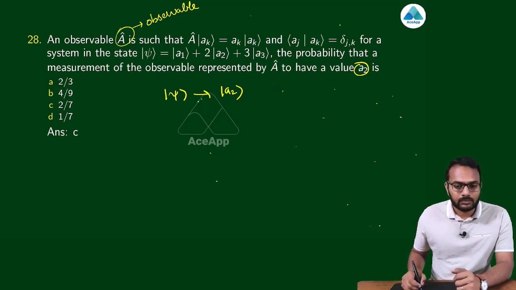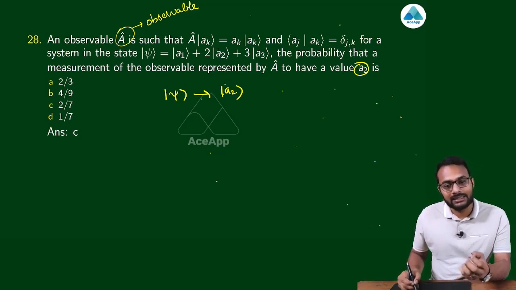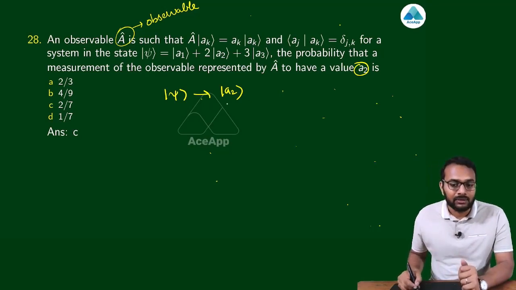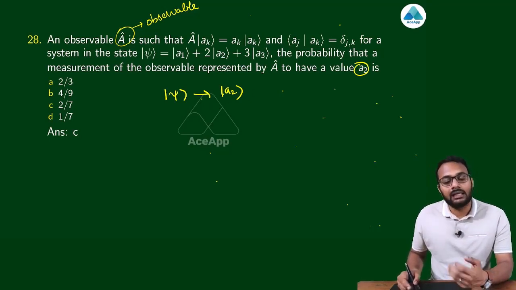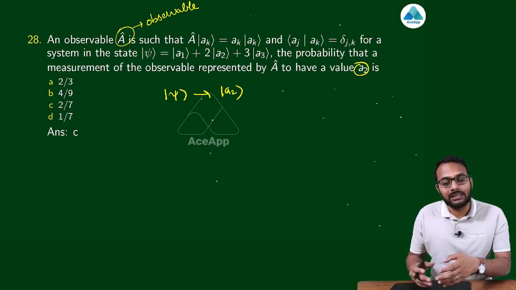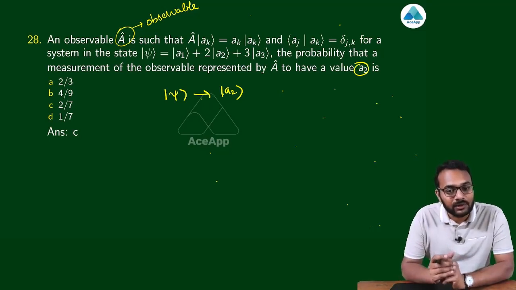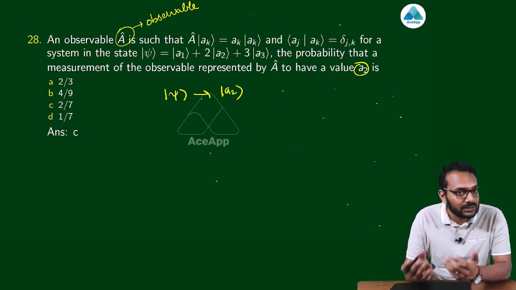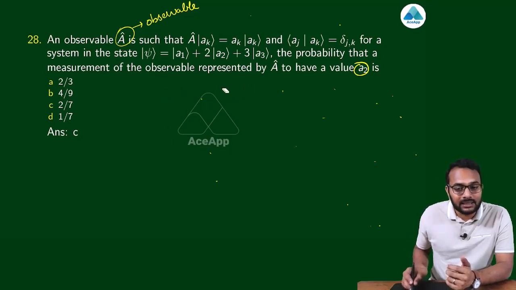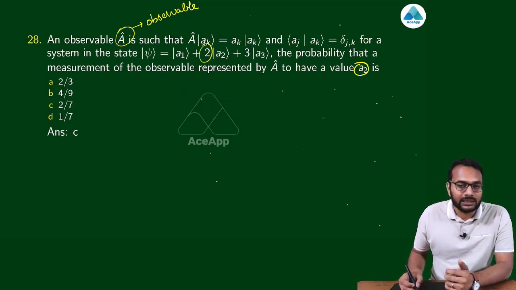So you can ask this in two ways: what's the probability to get a value a2, or what's the probability that the system will reduce to the state given by a2? Or you can ask it as, what's the probability that after measurement the system is found in the state a2? All these have the same meaning, and this is determined by the expansion coefficient here.